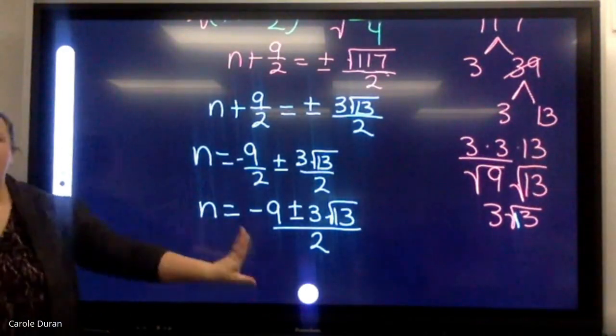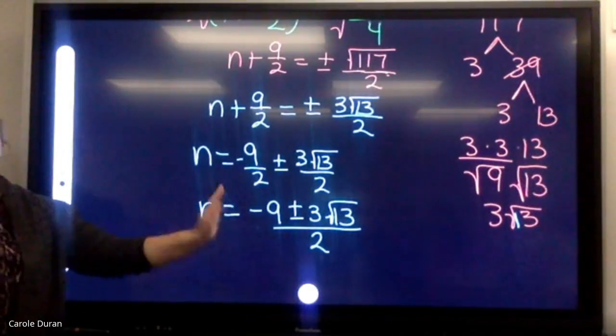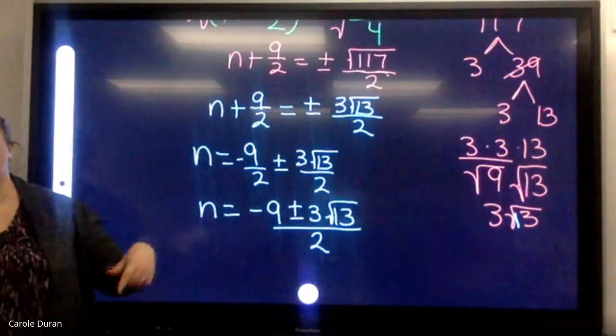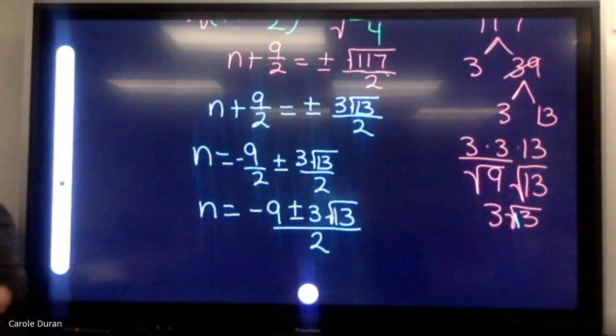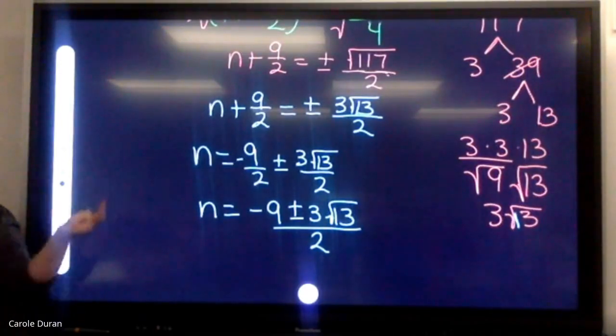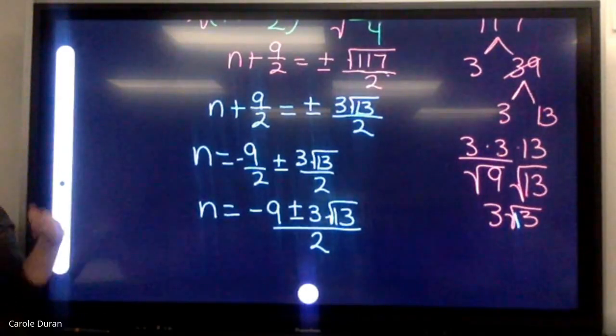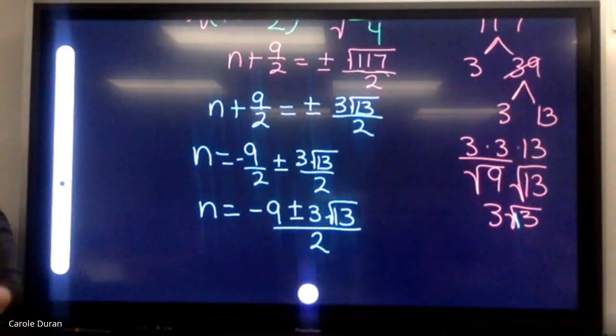Once you get here, you still have to split it into your two answers, one addition and one subtraction, and put it in your curly brackets, but then you are finished. So it'd be negative 9 plus 3 root 13 over 2 and negative 9 minus 3 root 13 over 2.